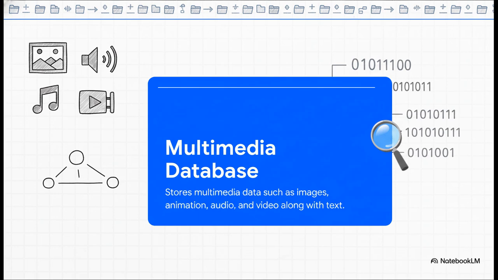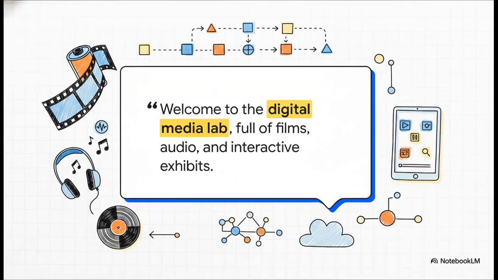These are built to handle all that rich, complex stuff that isn't just text. I'm talking images, audio files, animations, videos. JPEGs, MP3s, you name it, it all lives together here. And trying to mine this data requires totally different tools. You have to analyze pixels and sound waves, not just words and numbers. This is the library's cool, state-of-the-art digital media lab. It's this vibrant space just packed with films, music, and interactive displays. All of it is valuable information, but it's in a format that you just can't put on a shelf.